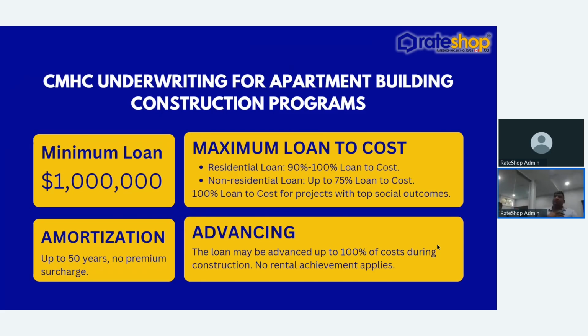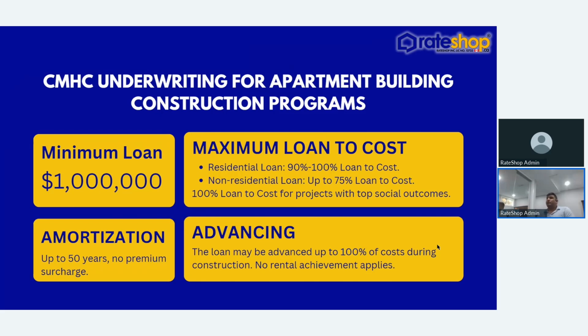So if I buy the land for $2 million and I need $20 million to finance this, I'll get the $20 million. And those are the programs that we work on. So up to 50 years, no premium surcharge because it's insured. The premium is actually paid for, there's part premium that's paid by the lender and part of the premium is paid by the customer as well. But the premium is under 2 to 3%. So if you're getting $20 million and 100% financing, it's a no-brainer.